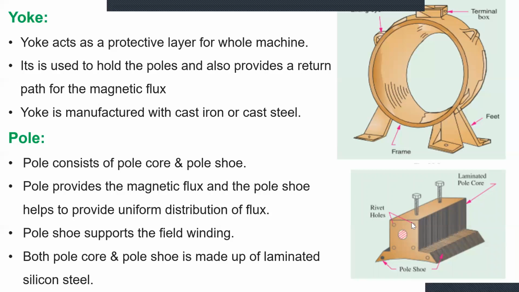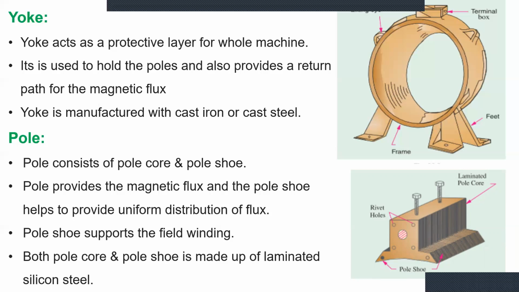That is the field winding. When current passes through the coil, it produces flux, and that flux spreads out through the pole shoe. The pole shoe has a curved shape, so that the flux can expand over the maximum area.